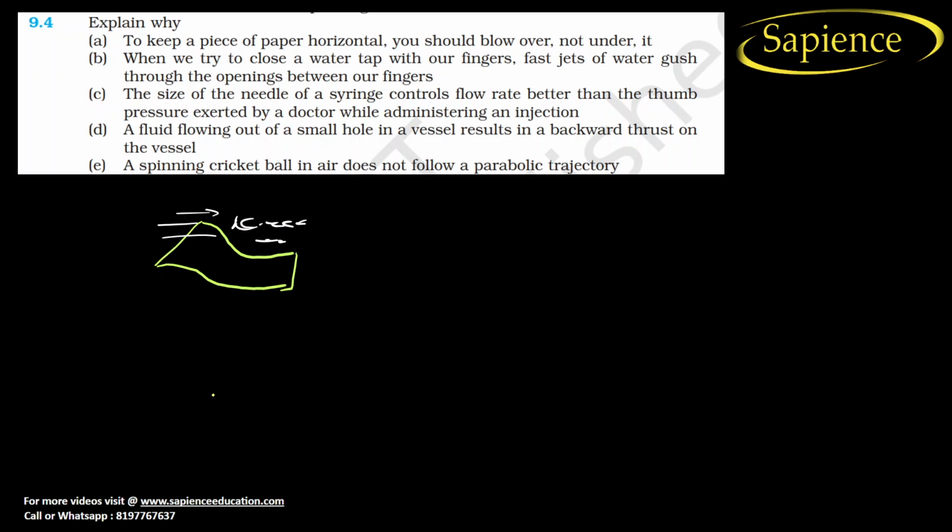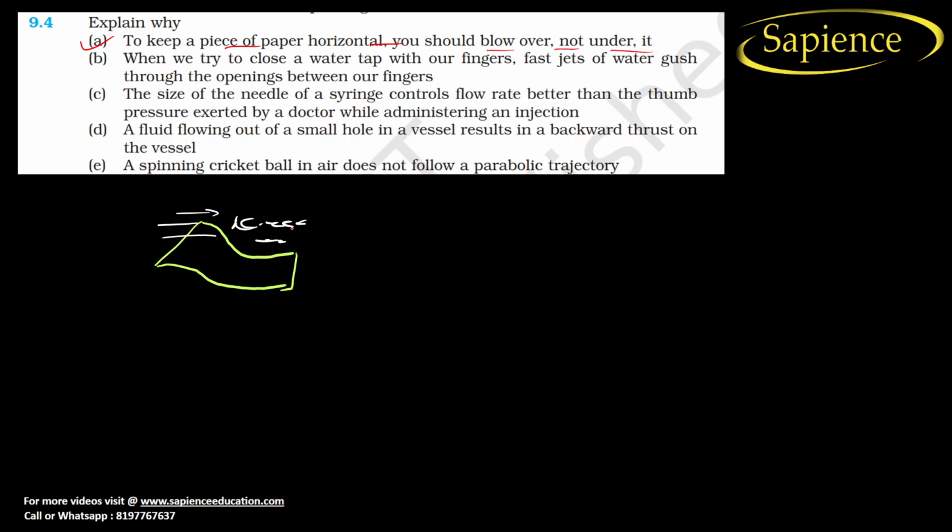Today I'm going to solve question number 9.4 from NCERT. The chapter is fluids. In the first part, they are asking why, to keep a piece of paper horizontal, you should blow over it, not under it. What do you mean by this?